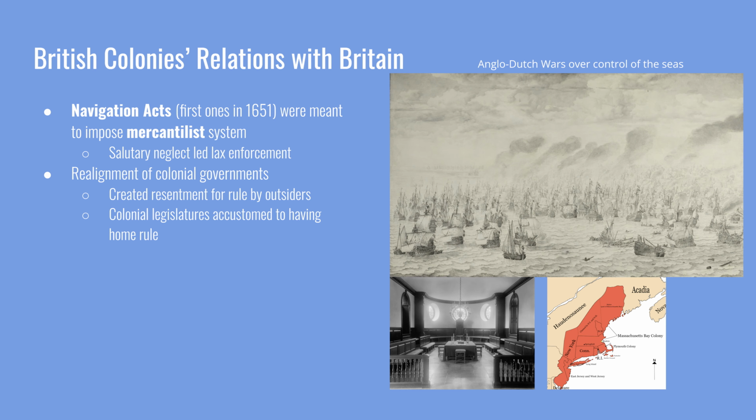Through this period, there will also be various realignments of colonial governments over time. There will be periods in which British monarchs exert more control over the colonies, like they did over the Dominion of New England, in which they revoke the charters of all New England colonies and ruled it as one big colony. Then there are other periods, especially the 1700s, in which they just let the colonies govern themselves. Colonial legislatures then become accustomed to having home rule and having dominion over their own affairs.